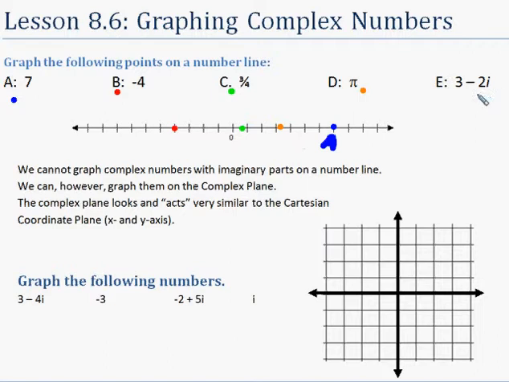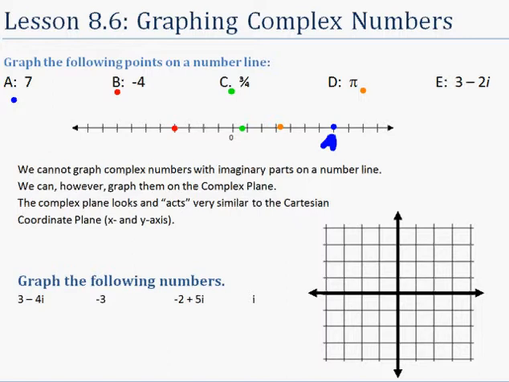3 minus 2i. Well, here's where we run into a problem. We don't have imaginary numbers on our number line. We have a 3, but we don't have minus 2i. Really, when we have a number line, up until now, this is really called our real number line. It's called the real number line because it's only real numbers. We drop the word real because it's easier and quicker to say number line, but this is a real number line, and so we can't have complex numbers. So you see that right here. We cannot graph complex numbers with imaginary parts on a number line.